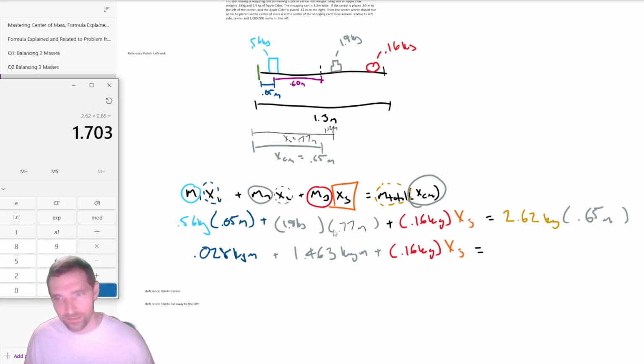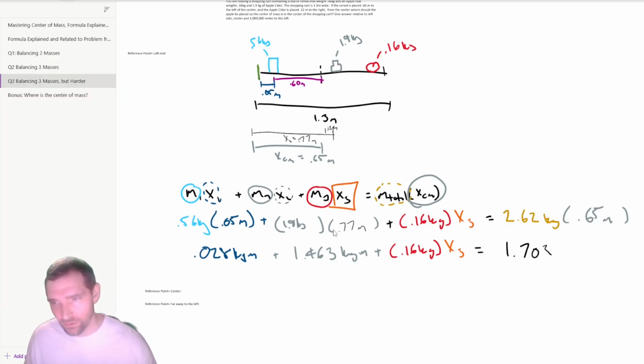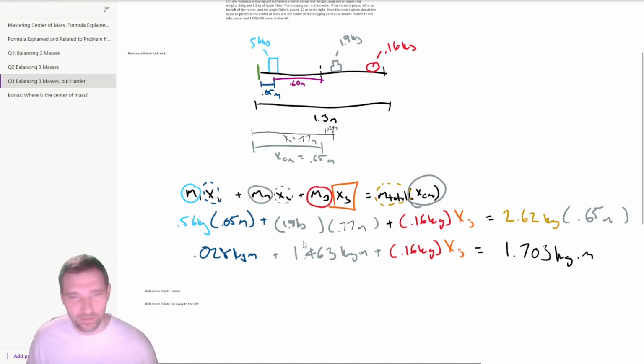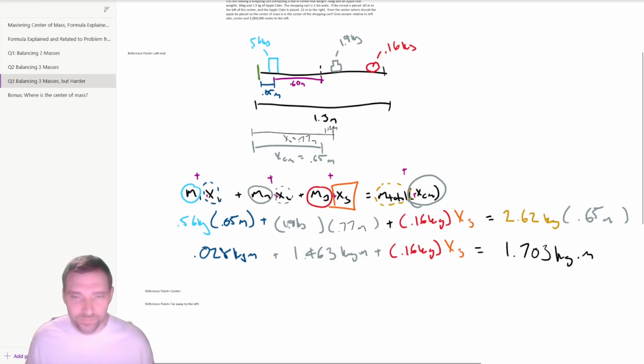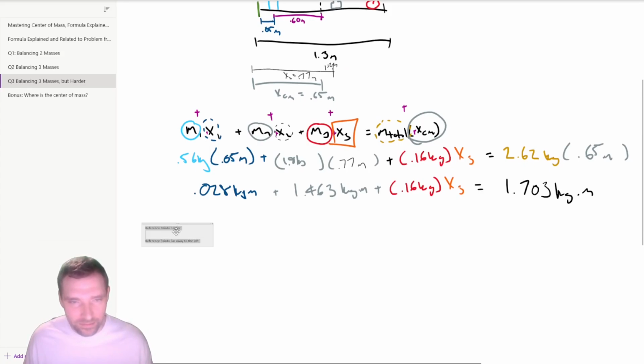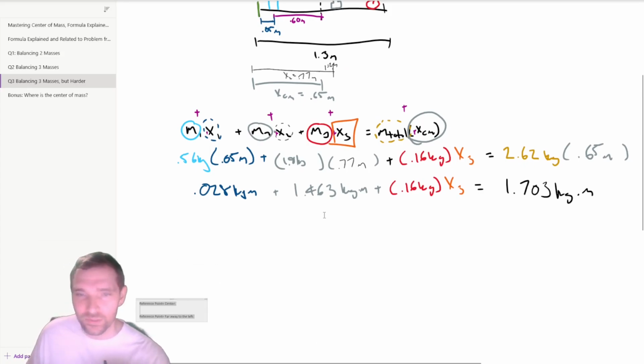6.5. Okay, so I got 1.703 kilogram meters. And I'm just kind of thinking about these. Yeah, all of these are positive values. Like this is a positive value, this is a positive value, this is a positive value, and this is a positive value in terms of these reference distances, all should have positive magnitudes. So then we're almost at the end of this one calculation. We just got to combine a few of these pieces.